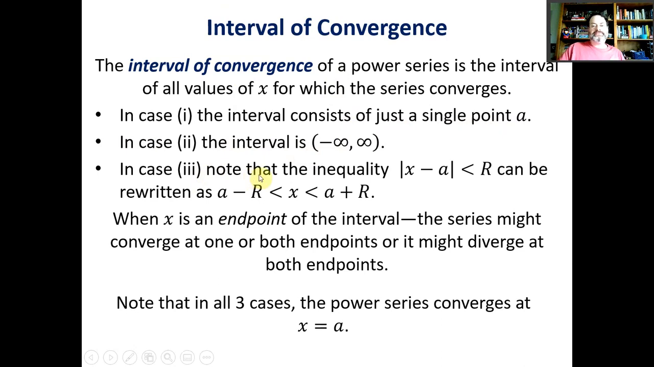And in case 3, we can rewrite this as this, and then we check the endpoints. So in example 1, our endpoints were negative 1 and 1, right? Because a was 0 and R was 1, so it was 0 minus 1, which is negative 1, and 0 plus 1, which is 1. So we check the endpoints. The series might converge at one or both endpoints, or it might diverge at both. There are 4 things that can happen. You could have converge, converge; one converge, one diverge. There's lots of things that can happen.